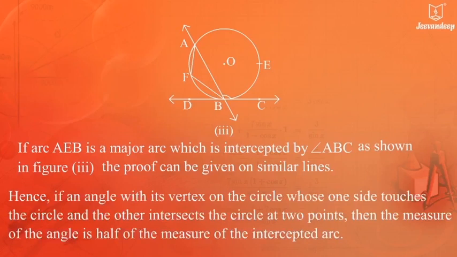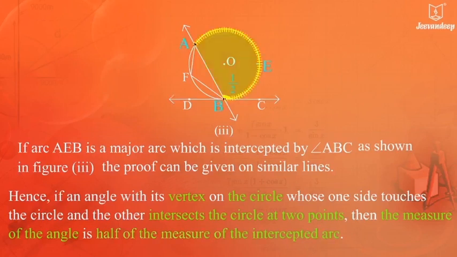Hence, if an angle has its vertex on the circle, with one side touching the circle and the other intersecting the circle at 2 points, then the measure of the angle is half of the measure of the intercepted arc.